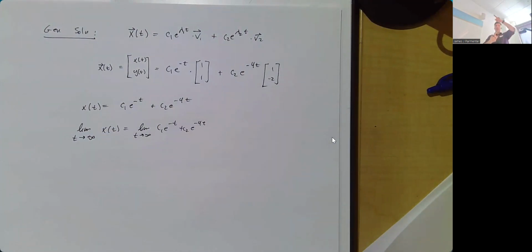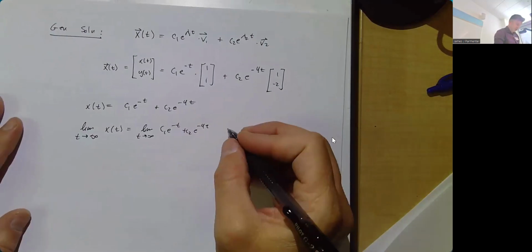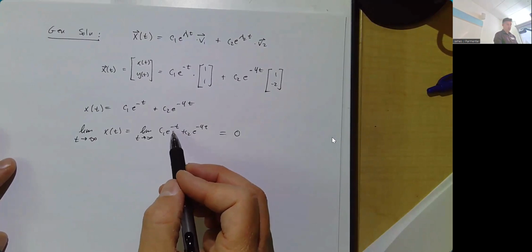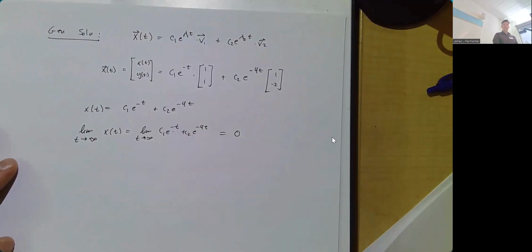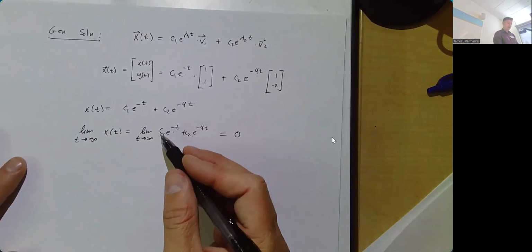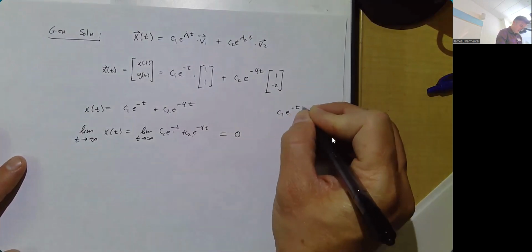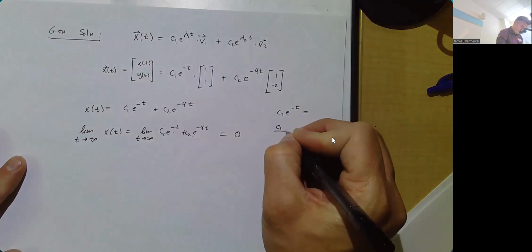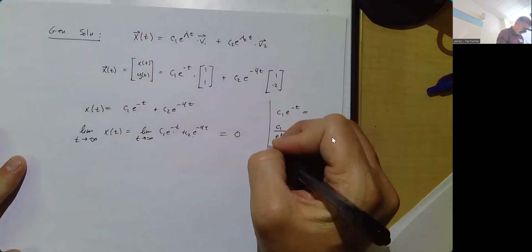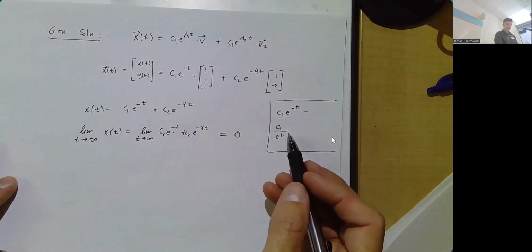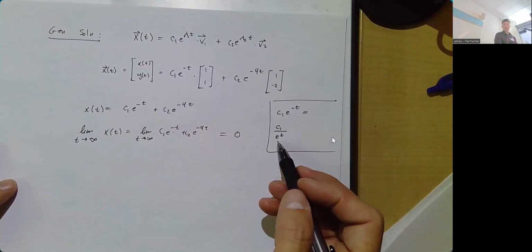So as t gets larger and larger, the values get smaller and smaller. So this is going to be 0 because e to the negative t gets closer and closer to 0, and e to the negative 4t gets closer and closer to 0. If you don't like me saying it that way, you could imagine c1 times e to the negative t is the same as c1 divided by e to the t. If t is getting large, e to the t is also really large, and c1 divided by a really large number is really, really small.